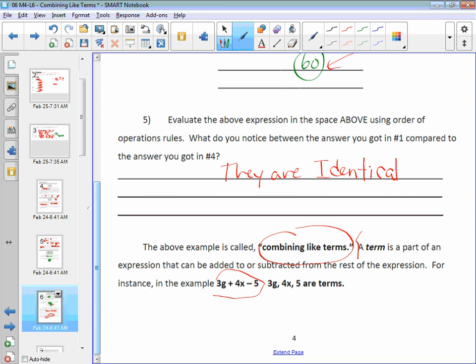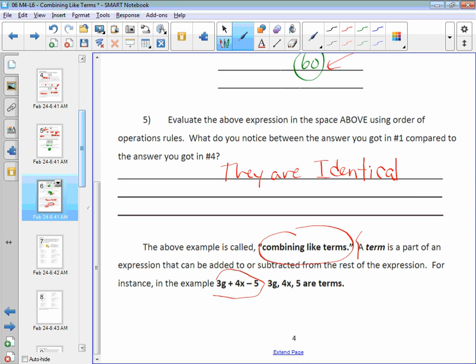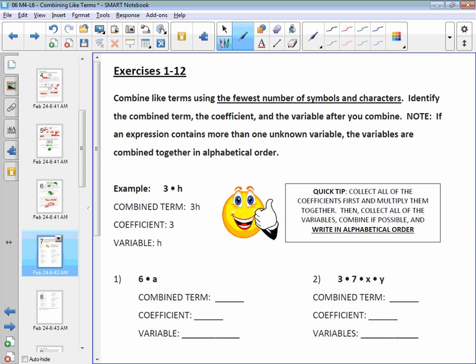We're just practicing. We're going to go to the next page, and we'll do a couple together, and then I'll have you work a little bit in groups. And then maybe we'll finish off with word problems and graphs. When you see the little smiley guy, always read what's in the box. They're little helpful hints. Collect all of the coefficients first, and then multiply those together. Then collect all of the variables and combine them where possible. There are little helpful hints along the way in my work for you.